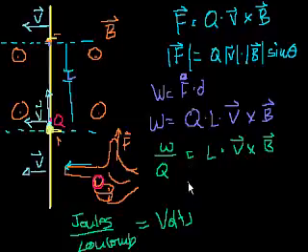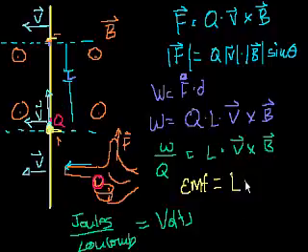So we could say that the EMF, the electromotive force, or the voltage from here to here, but they're really the same thing, is equal to the length of the wire that's in the magnetic field times the velocity that you're pulling the wire across the magnetic field.